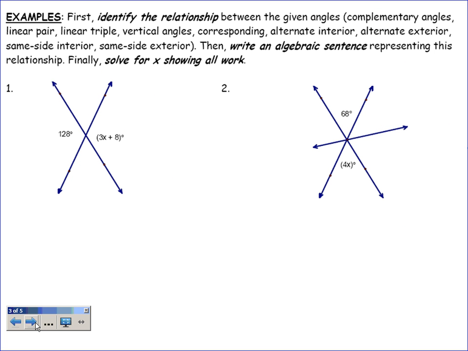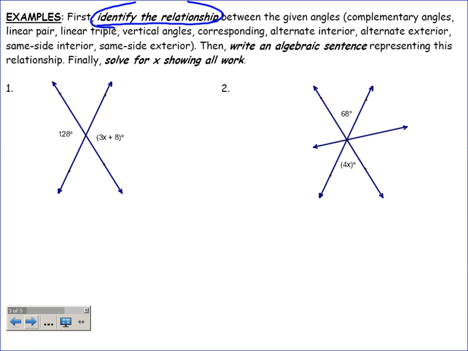So here's what we're going to do. The very first thing we're going to do is identify the relationship. You don't need to measure anything. You don't need a protractor. You don't need to measure anything at all. First thing we're going to do is identify the relationship. That's basically like matching. It's kind of like multiple choice. And here's the multiple choices.